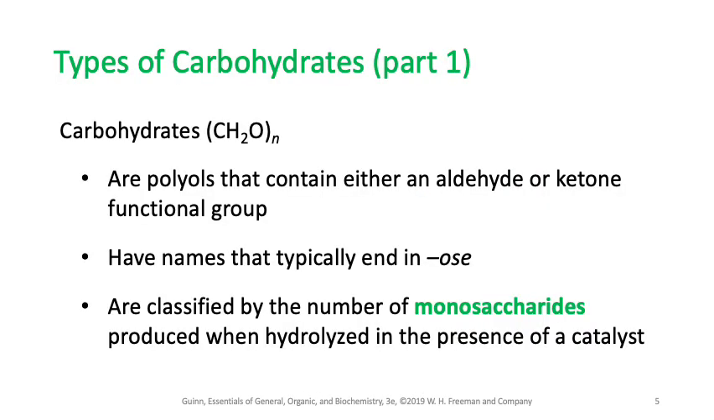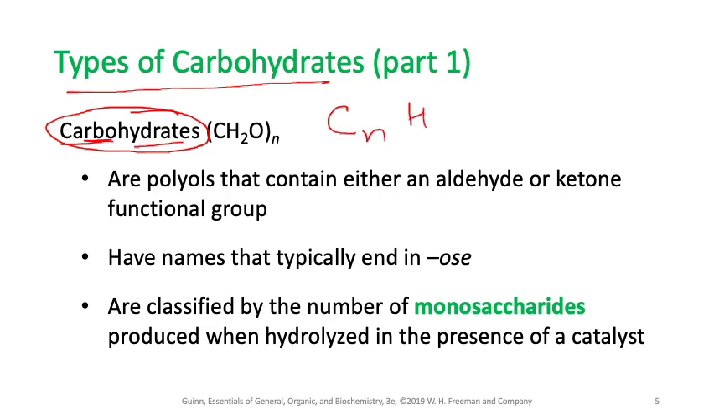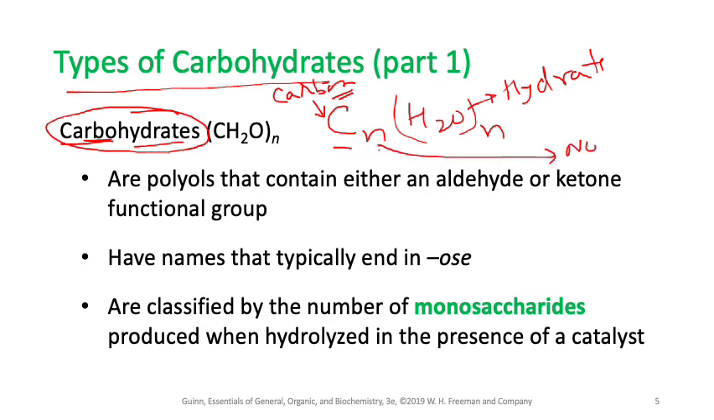So now let's talk about the different types of carbohydrate. What are the different types of carbohydrate we're going to study in this chapter? But before that, let's talk about what a carbohydrate is. It's been seen previously that carbohydrate is a hydrate of carbon. That's what the name is, carbon hydrate. So carbon, C n, and hydrate. Hydrate is your water. This is your hydrate, this is your carbon, right? And n is the number of carbon that you have.